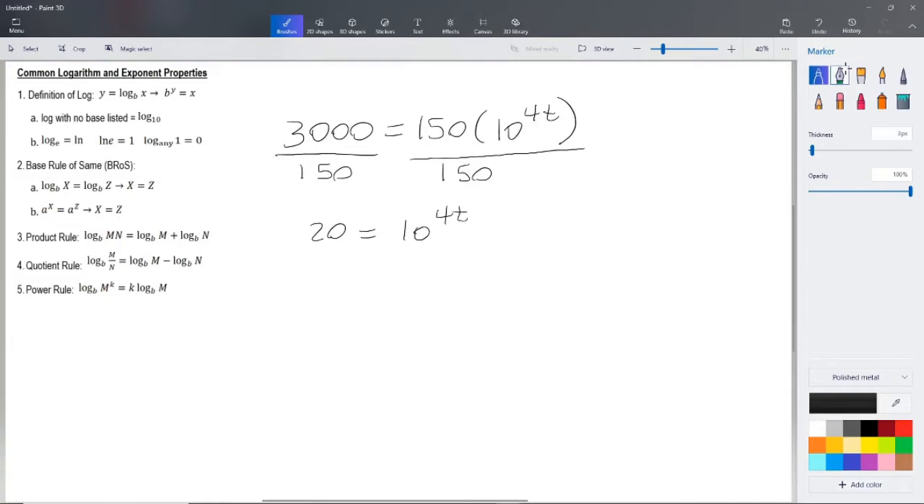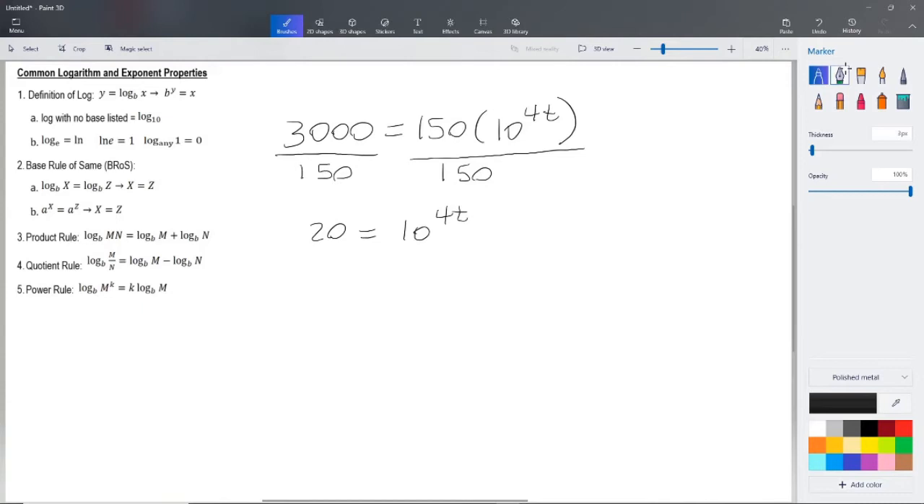We made that 10 to the 4t by itself, and so now we have to take advantage of our log rules to solve this. What we're going to do is take advantage of the power rule to figure out what this t is. In fact, I want 4t out of being a power. I want it somewhere I can actually use it, because right now there's no operation that I know of that can solve for this other than some trial and error, and I don't want to do that.